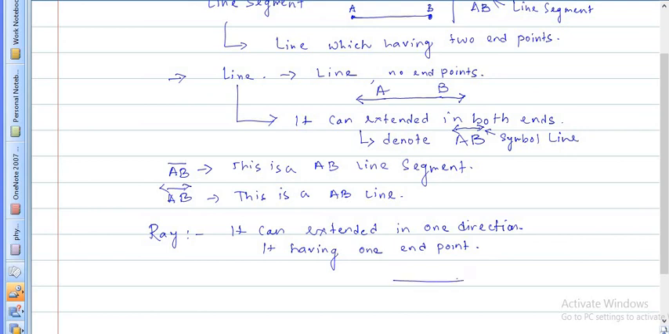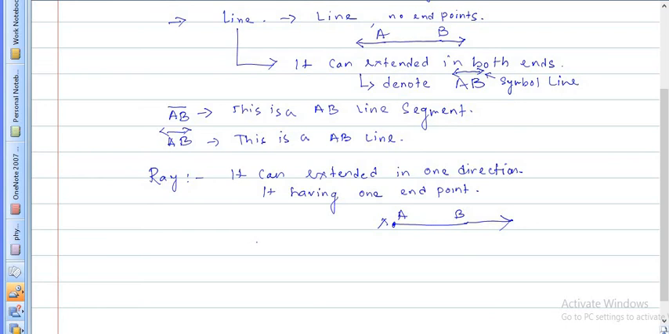So how can we draw this? Again, let us take AB as a ray. Now it is extended in one direction, so it is having one endpoint. If it is extended in this direction, here it cannot be extended. So how can we define a ray? You simply write AB with this symbol on top like this. So you can say this is the symbol of ray.